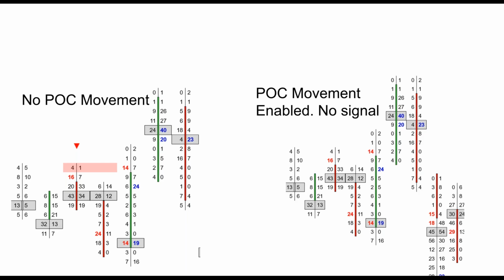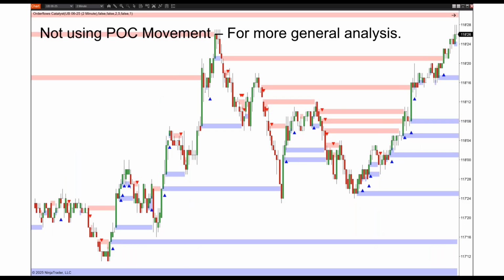Okay, and again, it's important to understand how volume is not only distributed in the bar, but how it moves throughout a bar. Now here's a quick chart, right? This is just the Catalyst signals, not using the POC movement. It's going to be for more general analysis, and there's going to be times when you're not going to want to use POC movement, which I'll get to shortly. But here's a chart, exact same chart. This is an ultra bond 2 minutes, right? No POC movement as a filter.